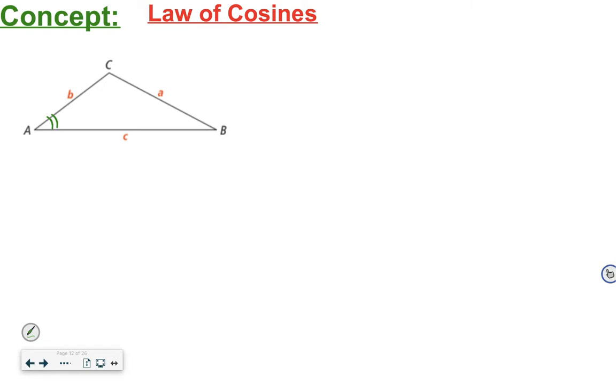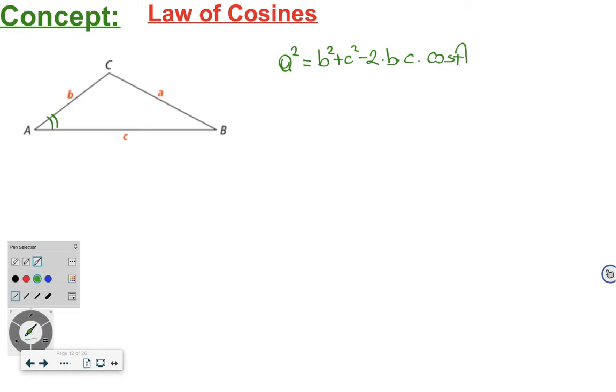It says that the square of the side which is opposite of angle A, which is A squared, will be equal to the sum of the squares of the other two sides, B squared plus C squared, minus 2 times the product of those sides, B times C, times cosine of angle A. This is the law of cosine for angle A.